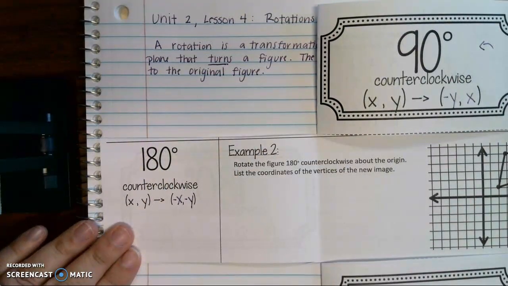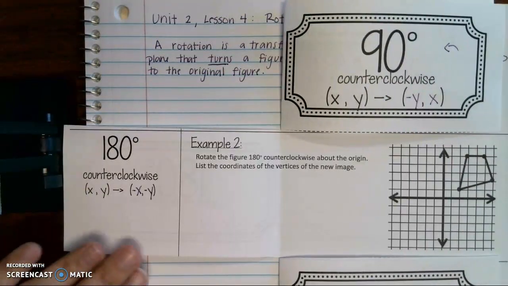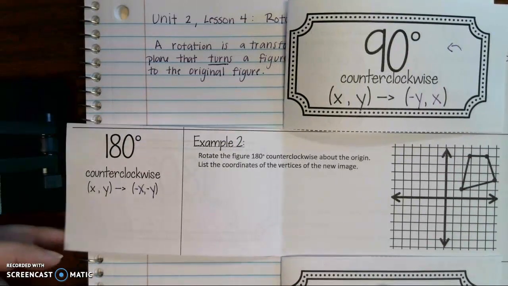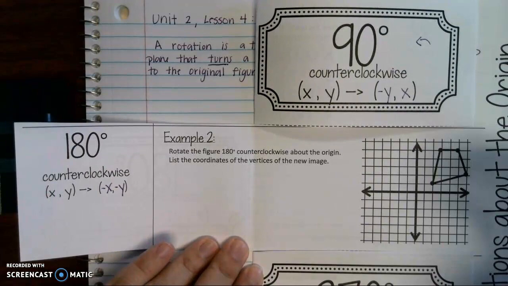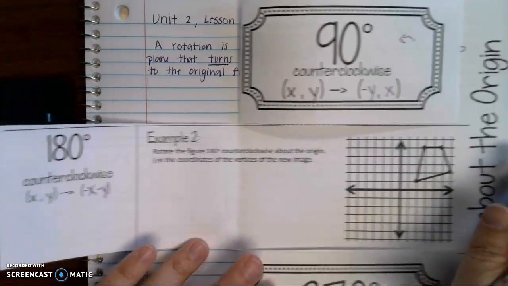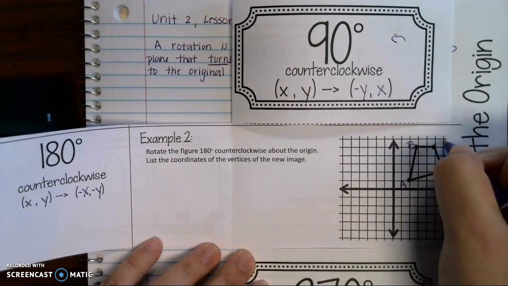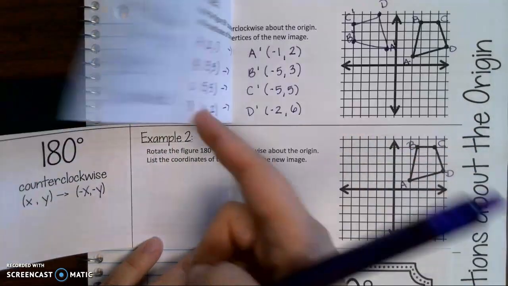The opposite of x, the opposite of y. Because if it started as a negative, it's going to change to a positive. Again, we're going to start the same way. We're going to label our coordinates, which is the same original shapes. We have our A, B, C, and D.